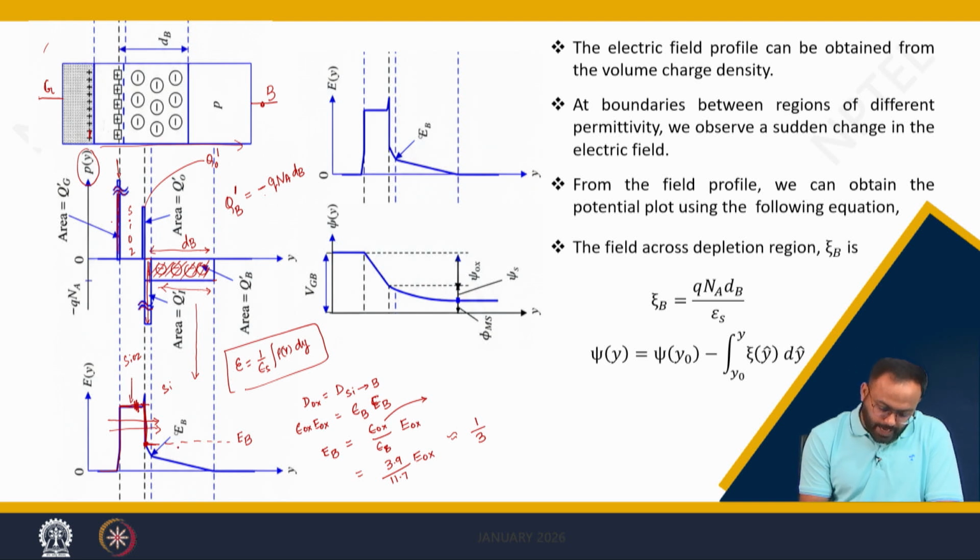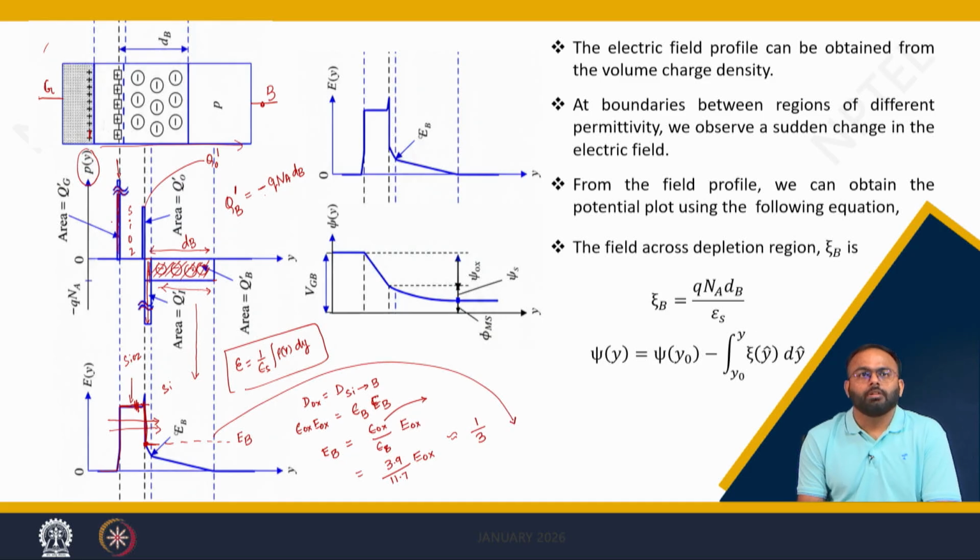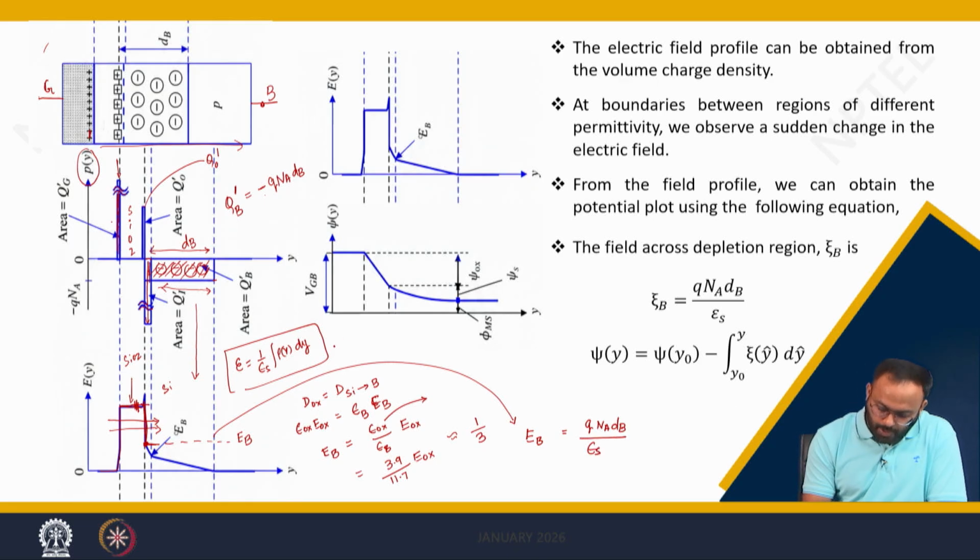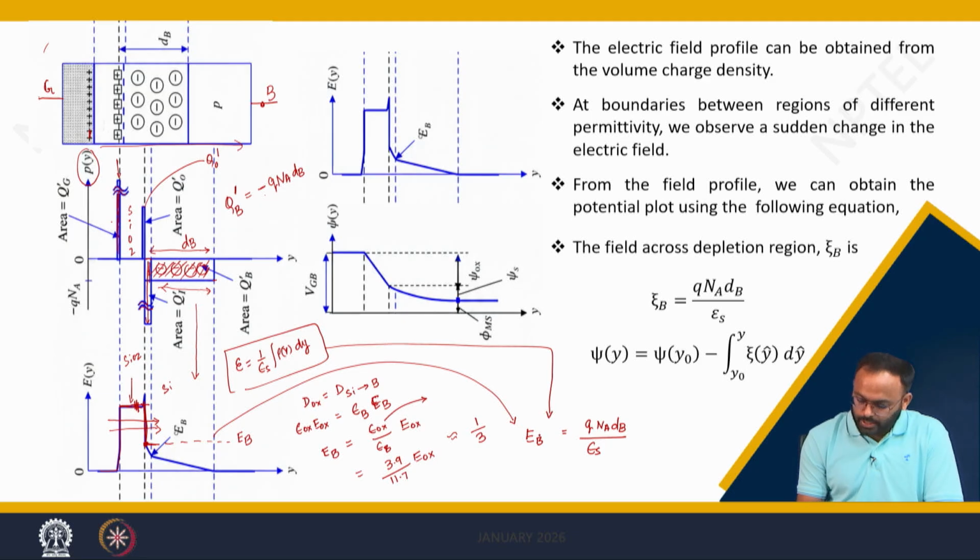Now, how can I calculate this electric field? Again, we can simply calculate the area of this rectangle. The area of the rectangle can be calculated as Q into Na into dB divided by epsilon s. So, by using this electrostatics, we can calculate EB, which is the electric field at the semiconductor.